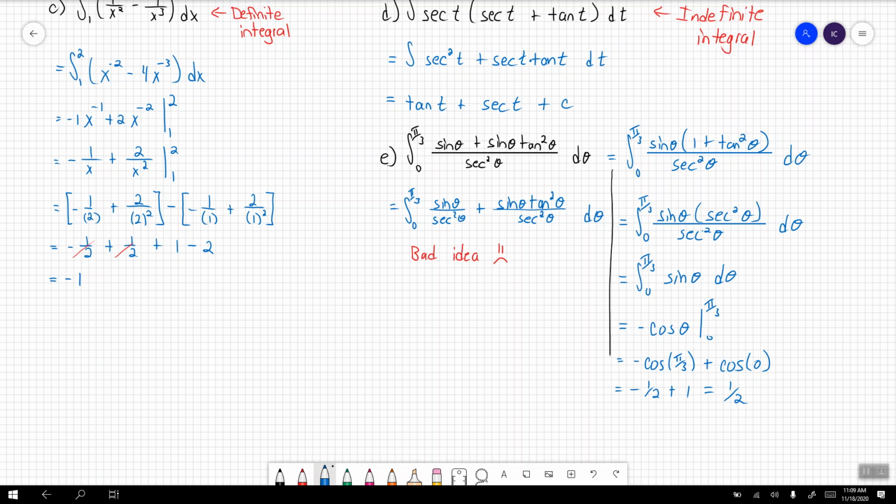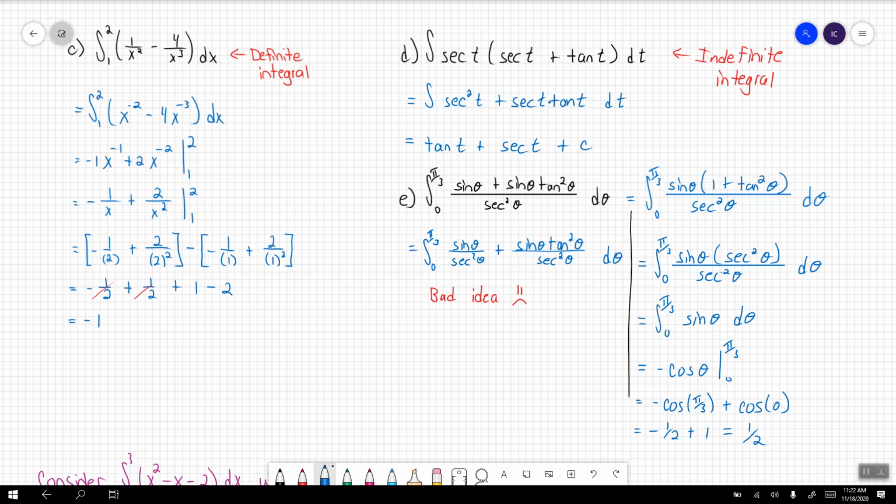All right, so let's move on and talk about this whole idea of displacement and how we can calculate a total area for these types of integrals. Let's talk about displacement versus total area.